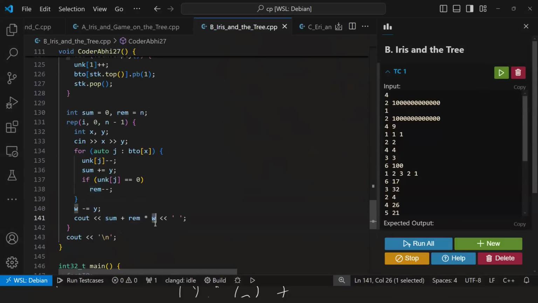W is actually the remaining W, not the actual W. So whenever I get a Y, I reduce my W by Y. So this is the remaining weight of unknown edges.